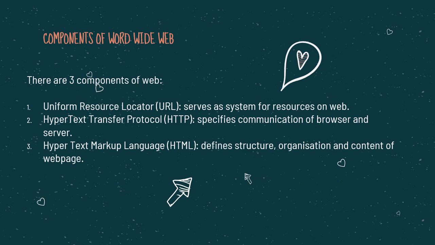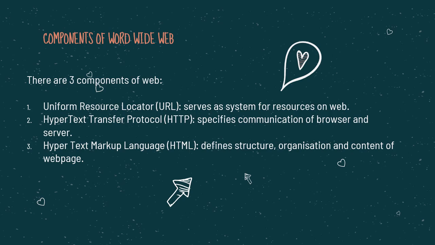There are three components of the web. Basically, the World Wide Web is built on three components at the very basic level. First one is the Uniform Resource Locator, the URL. It serves as a system for resources on the web, how to identify the resource we are searching for. The second one is the Hypertext Transfer Protocol, which implements a communication system between the server and the browser.